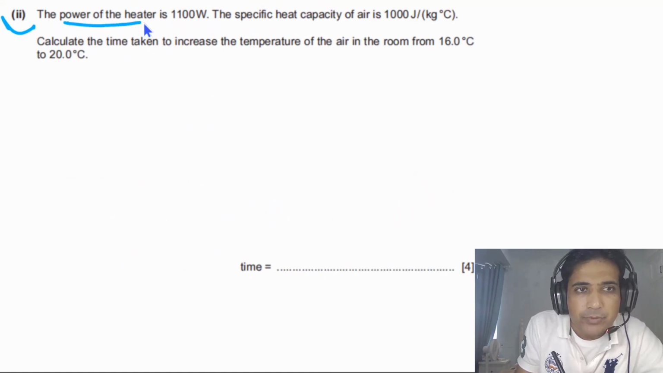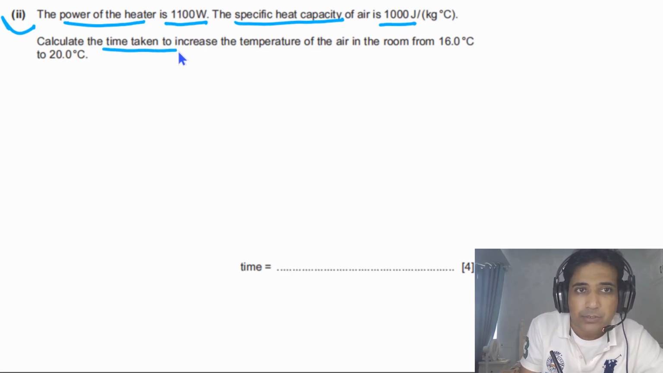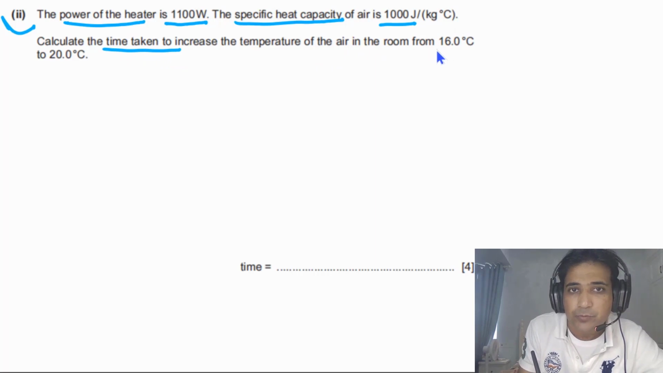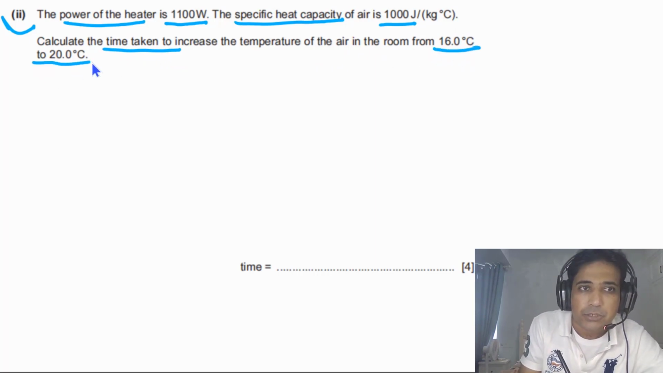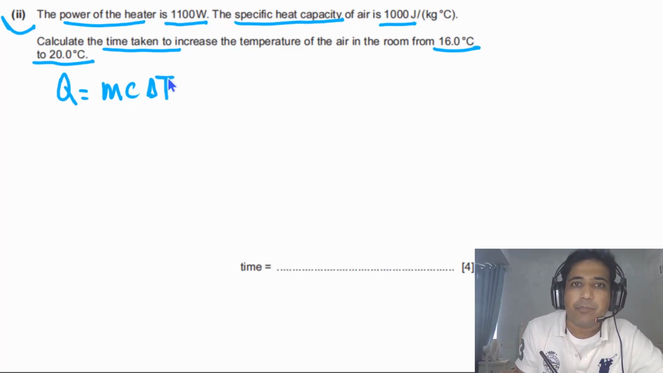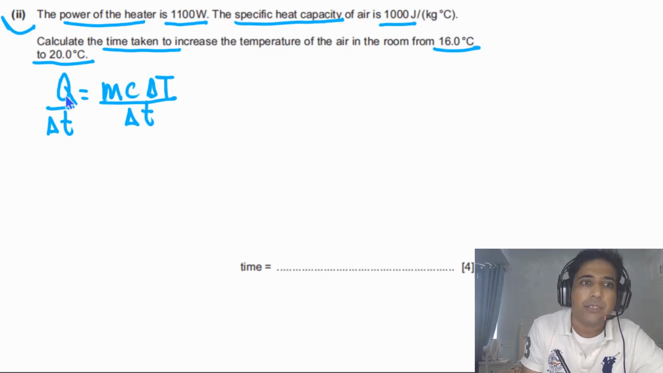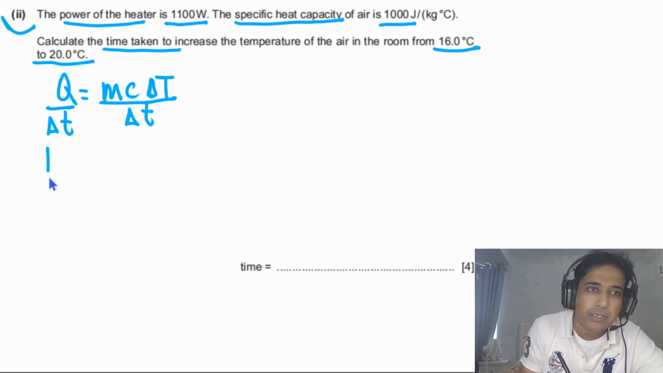The second part says the power of the heater is 1100 watts. The specific heat capacity of air is 1000 joules per kg per degree Celsius. We need to calculate the time taken to increase the temperature of the air in the room from 16 degrees Celsius to 20 degrees Celsius. This is a typical type of question, so we can simply start with Q. Q is equal to mc delta T. Q is the thermal energy supplied. But in the question, power is given to us, so we can divide both sides by delta T. So Q over delta T means the rate of thermal energy transfer. This is equal to power.